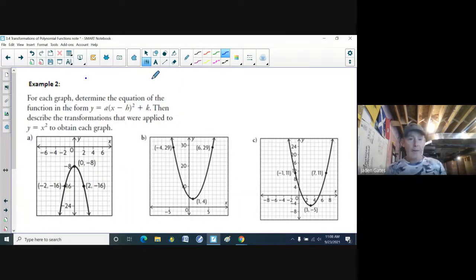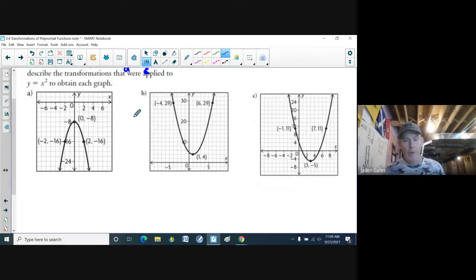For each graph, determine the equation of the function in the form y equals a(x minus h) squared plus k. Yeah, see, this is old school grade 10. This should be a(x minus d) plus c. That's what I hate about the textbooks. In grade 10, they call them h and k, and then in grade 12U, they call them d and c. Even messes me up because I teach grade 10, I teach grade 12. All right, but then describe the transformations that were applied to y equals x squared to obtain each graph.